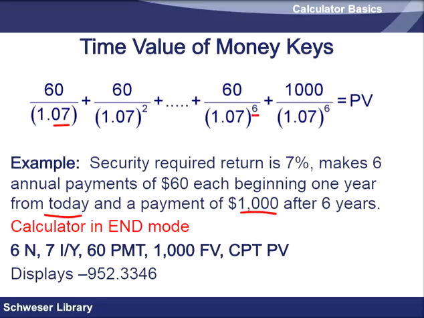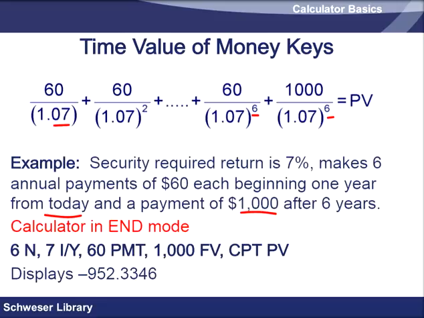So notice that our discount factor is the same for the $1,000 and the last payment because they come on the same day. So with your calculator in end mode, just hit 6 and then n, hit 7 and I over y to tell it the discount rate is 7, enter 60 and then hit the payment key, put in 1,000 and then hit the future value key, and compute present value. And it solves this equation right here. Notice that it comes back as a negative.